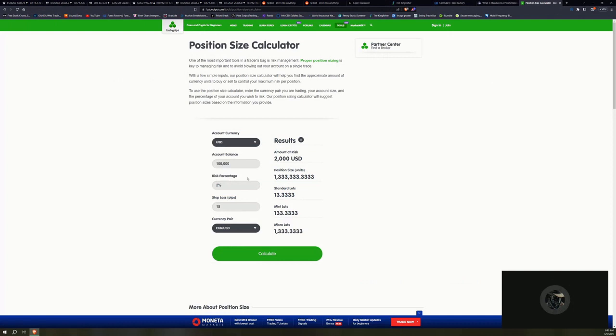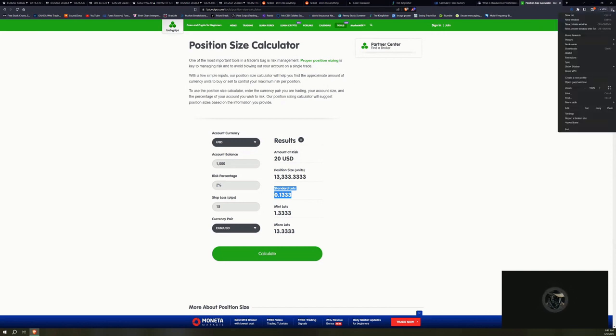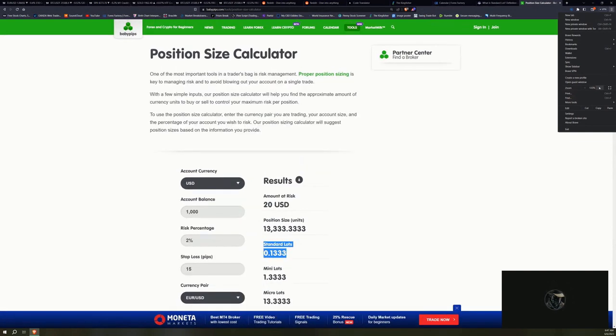Now, if you did have a $1,000 account, you're going to notice that it's actually 0.13 standard lots. It's actually 1.3 mini lots. But it's always going to ask you in standard lots what the size of your trade is. I know the screen might be a little bit small. Wow, it's only zoomed in 100.